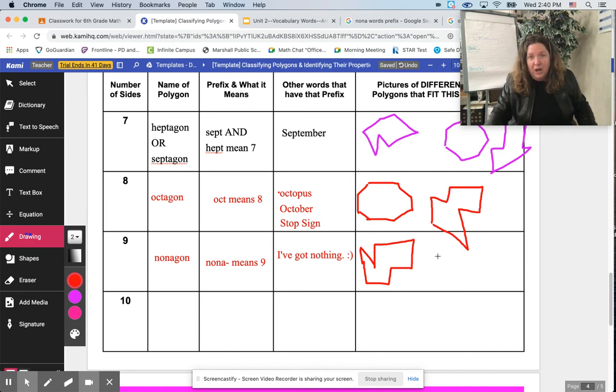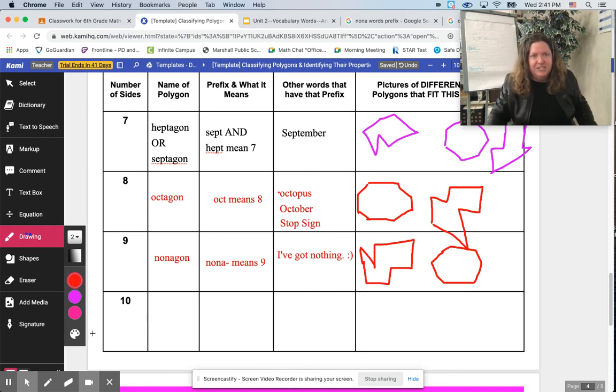Or you could try to draw one that kind of looks like an octagon. 1, 2, 3, 4, 5, 6, 7, 8, 9. There's my nonagon. Now it's got to connect. Remember, to be a polygon, it has to be a closed-sided shape. So there it is. All right, we're on to number 10.